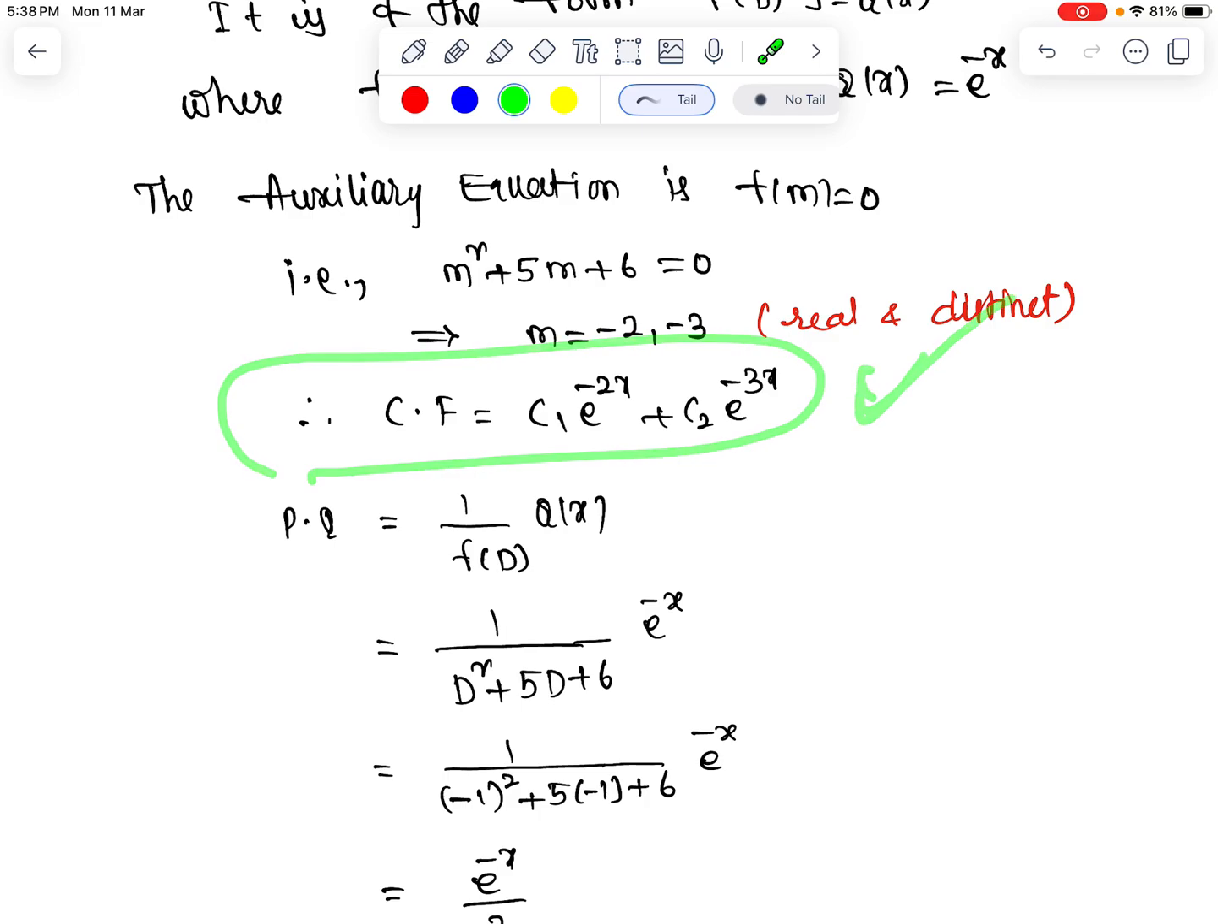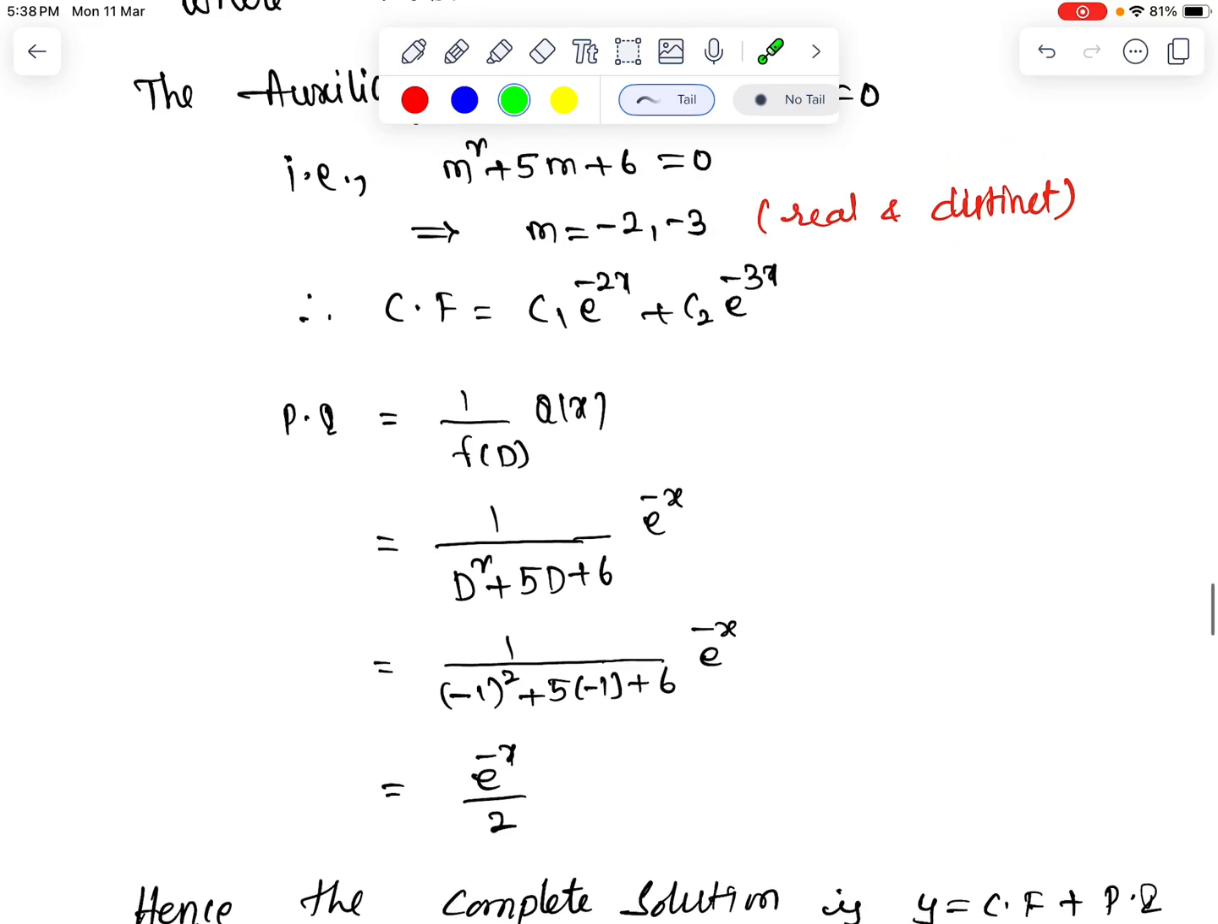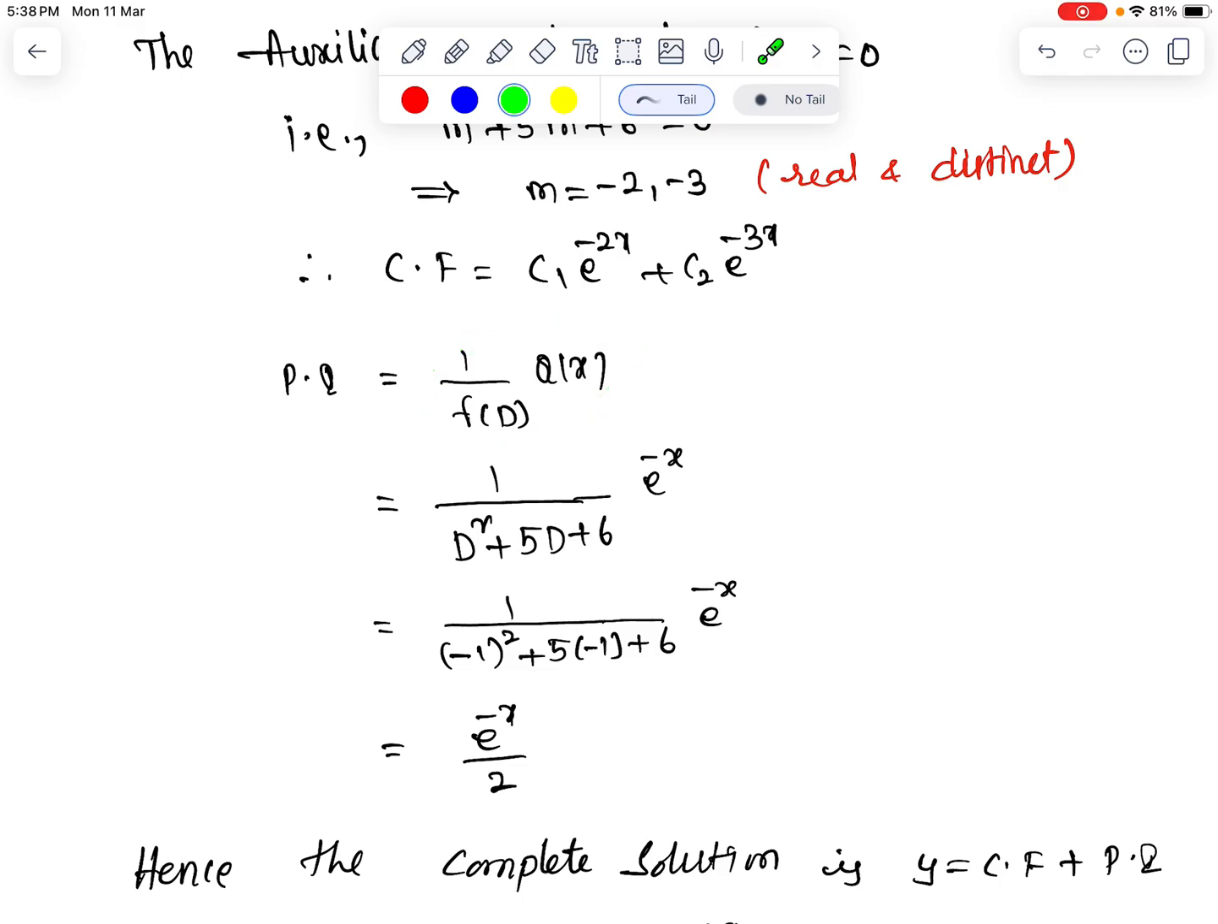After that, the particular integral form is PI equal to 1 by f of D into Q of x. 1 by f of D means 1 by D square plus 5D plus 6 into e power minus x. Replace here, what is the x coefficient? The x coefficient is minus 1, so just replace D by minus 1. D by minus 1 means minus 1 square plus 5 into minus 1 plus 6. Here what you can get, 1 plus 6 is 7, 7 minus 5 is 2.